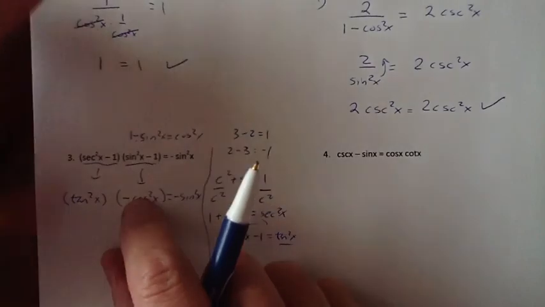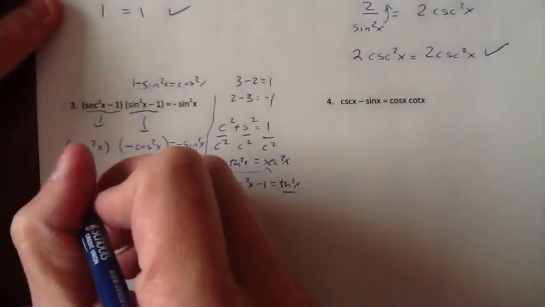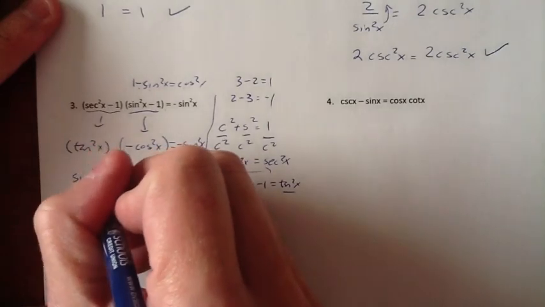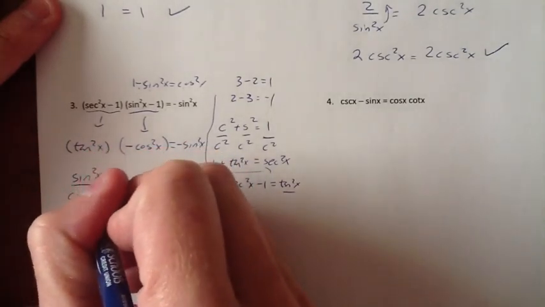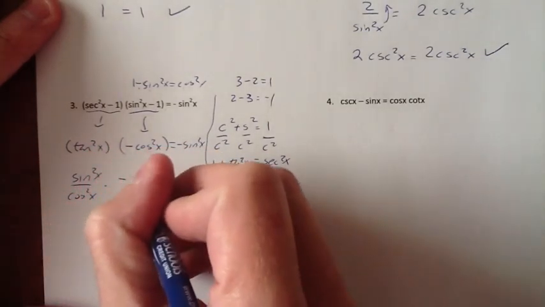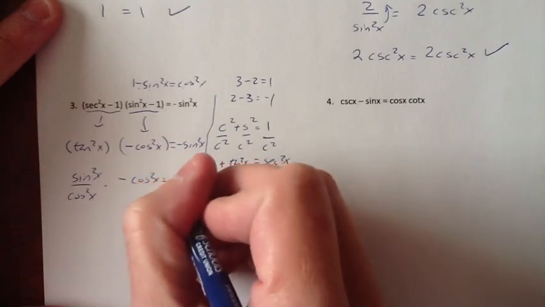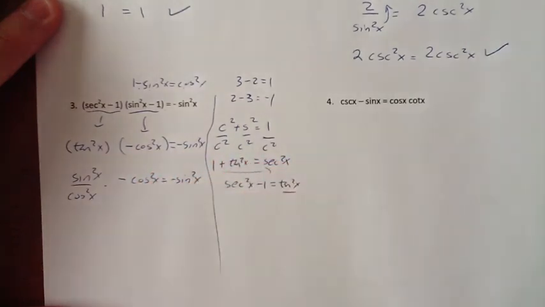Simplify. Go up to my rule again. Sines, cosines. I don't want tangent, so I convert tangent as sine squared of x over cosine squared of x. And that's going to equal negative cosine squared of x. And see if that's equal to negative sine squared of x.